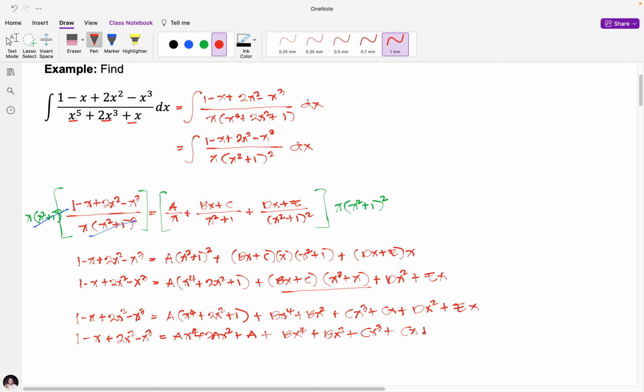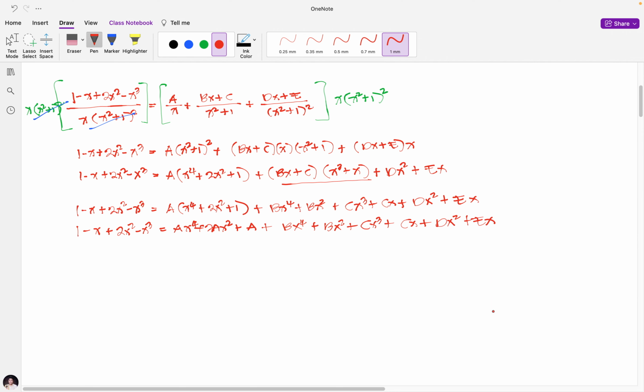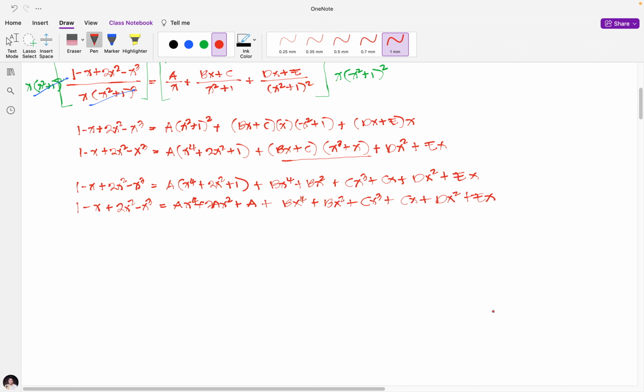Okay, plus ex squared plus ex. So we combine like terms here. Copy muna natin. For x raised to 4, we have a and b, so we have a plus b x raised to 4. For cube, we have just c, so that is plus c x cubed. Then for squared, we have 2a, b, and d.